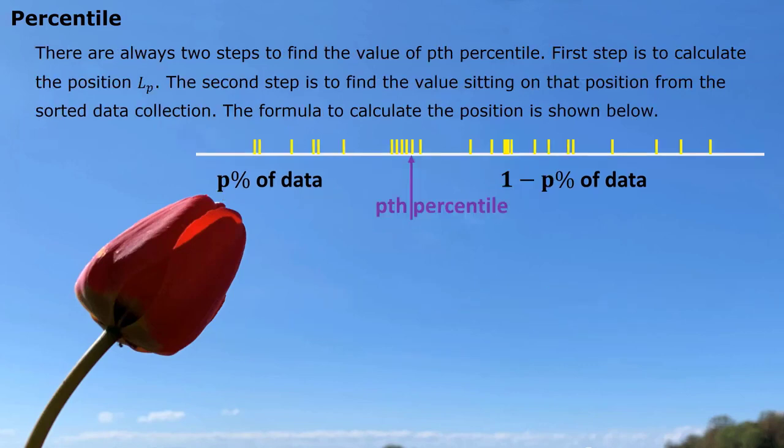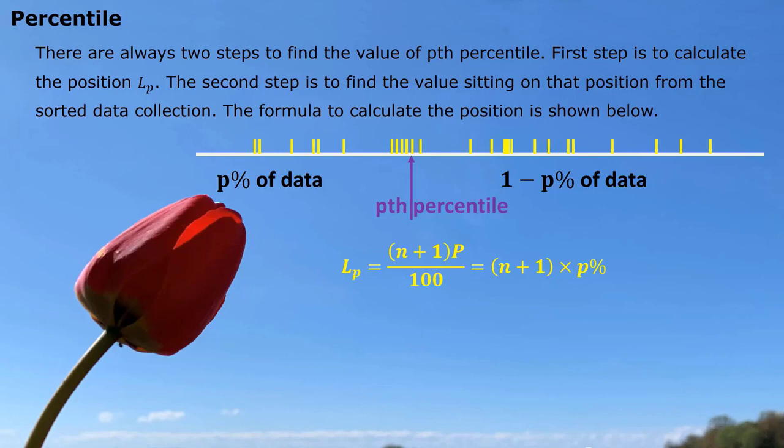There are always two steps to find the value of the pth percentile. The first step is to calculate the position LP, which means where the pth percentile is located. And then the second step is to find the value sitting on that position from the sorted data collection. The formula to calculate the position is shown below.